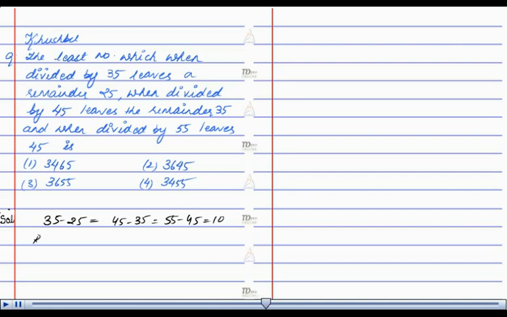Therefore, the required number will be LCM of 35, 45 and 55 minus 10. The LCM of 35, 45 and 55 comes out to be 3465. So the required number is 3455. That is, the correct answer is option number 4.